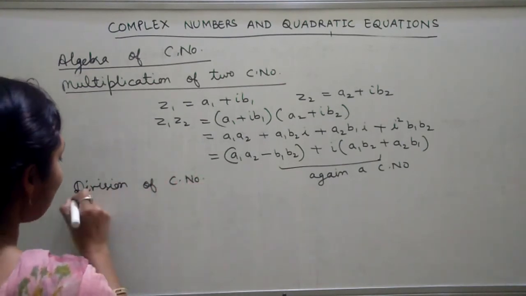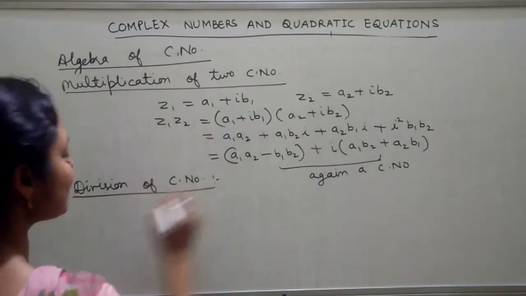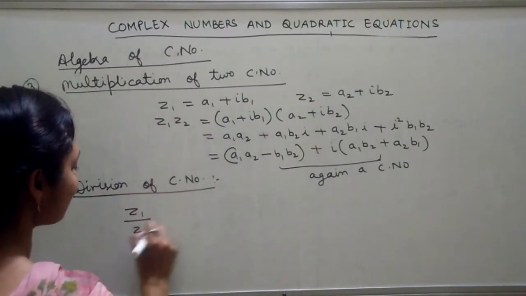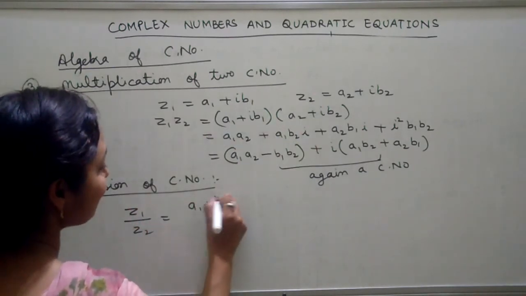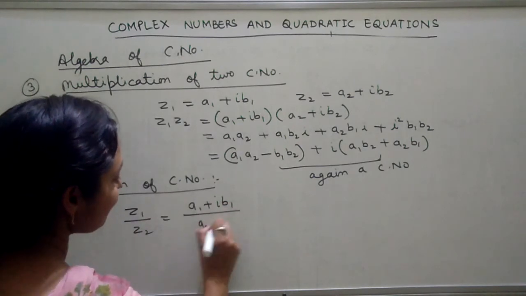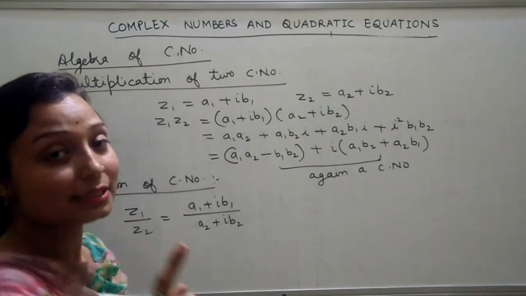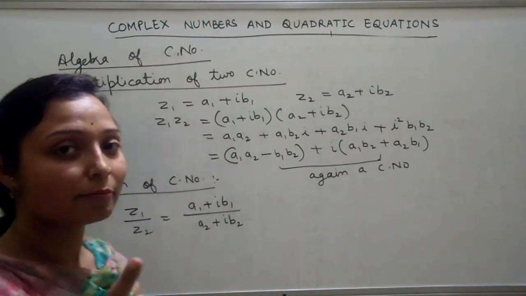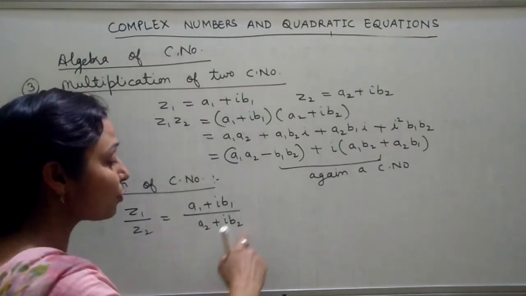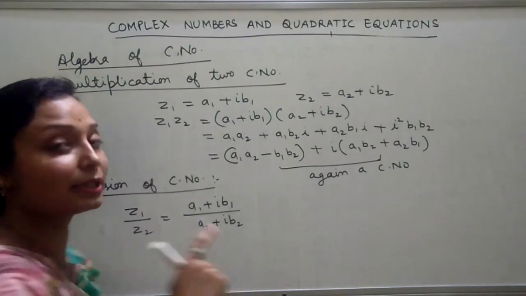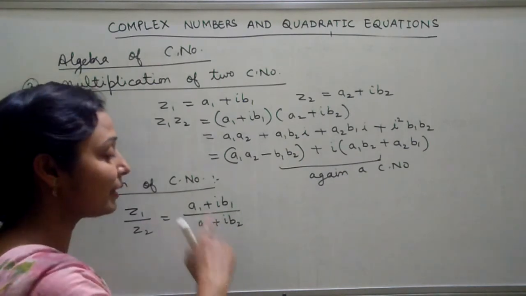Complex numbers. How to divide? Take the example of these two, Z1 upon Z2. That is a1 plus iota b1, and this is a2 plus iota b2. But one thing which you should keep in your mind is that there should not be any complex number in the denominator. We have to eliminate this one.